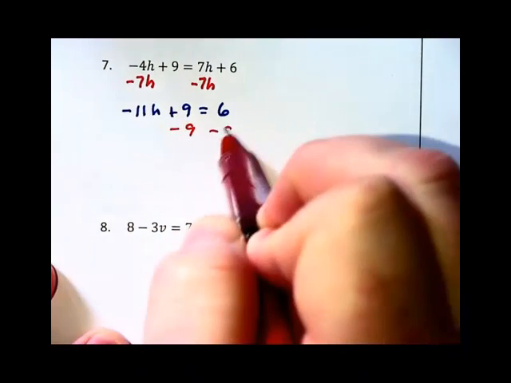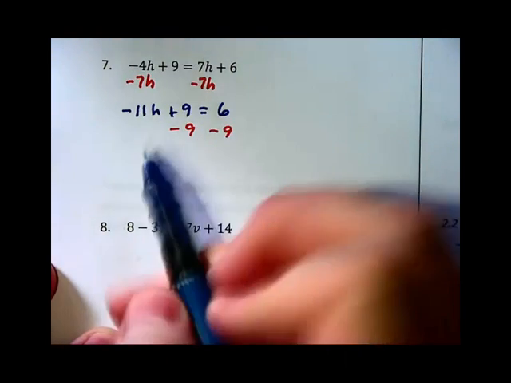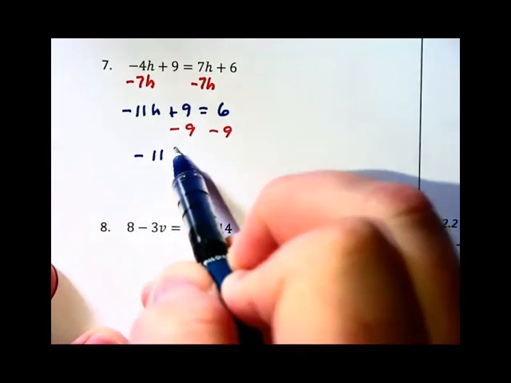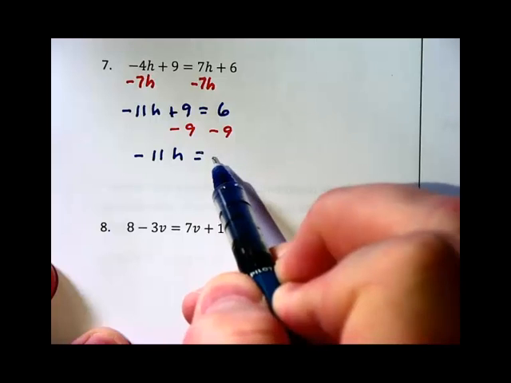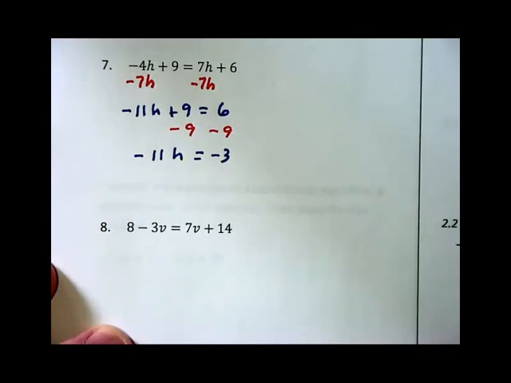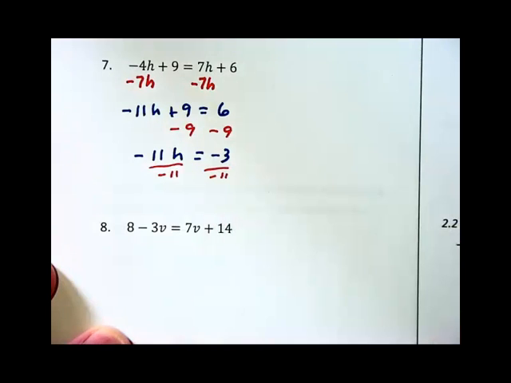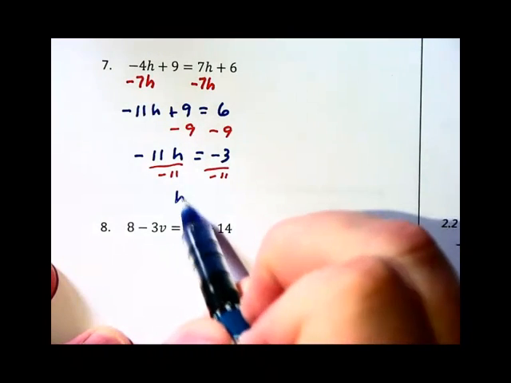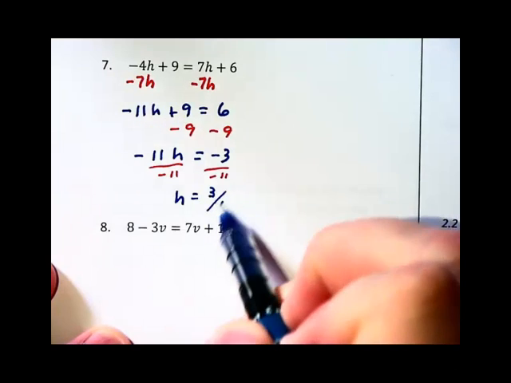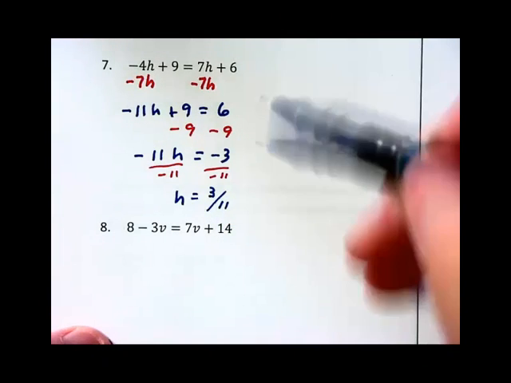Subtract 9 from each side of the equation gives us negative 11h equals negative 3, and finally dividing each side by negative 11 gives us positive 3/11 as the solution to the equation.